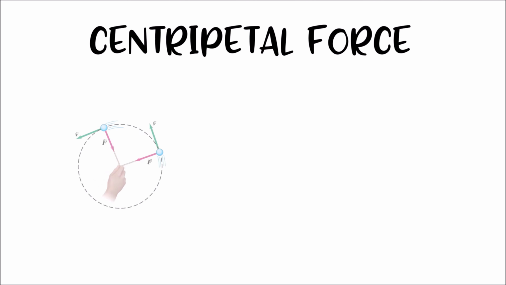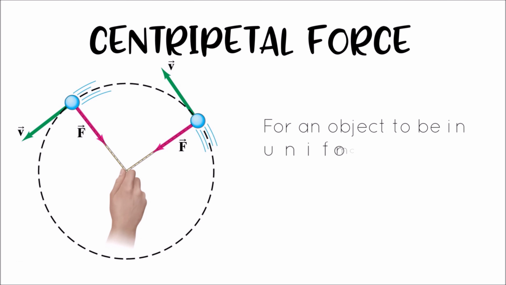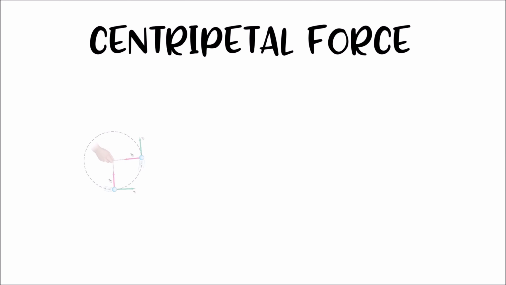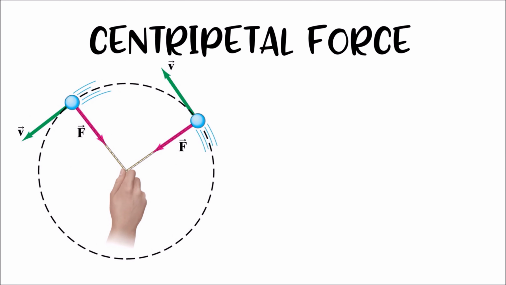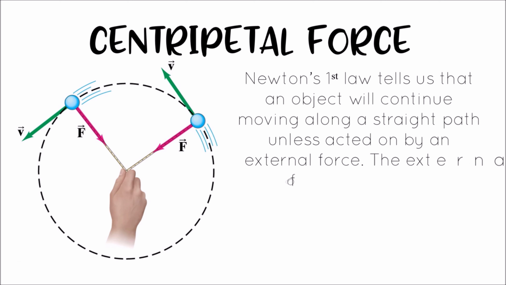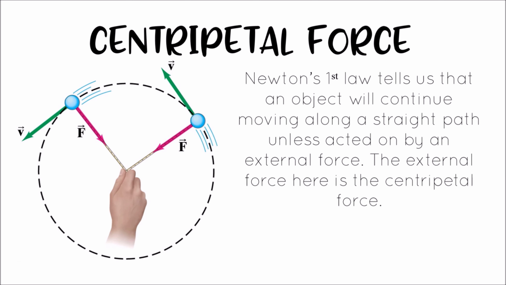So moving on, for an object to move in a uniform circular motion, there must be a net force acting on it. And according to Newton's first law of motion, an object will continue to move in a straight line or in a straight path unless acted upon by an unbalanced force. And this external force is what we call the centripetal force. And using the famous equation F = ma, we could derive the formula for the centripetal force.